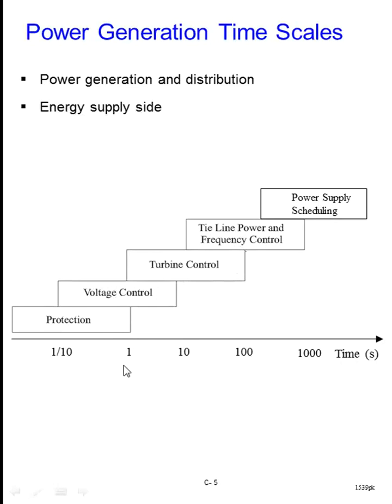So voltage control is faster, because we achieve that either on the generator terminal through the AVR, or it may be through some compensating devices on the buses. So they are a little bit faster as compared to the frequency control or the power control here, right?